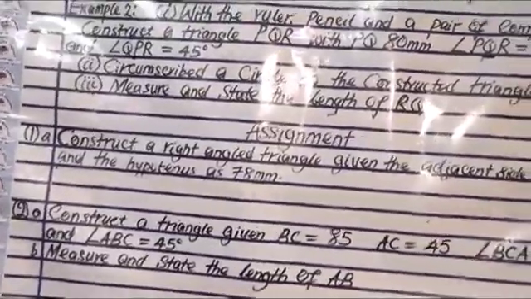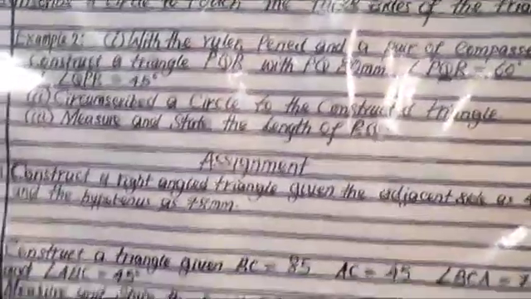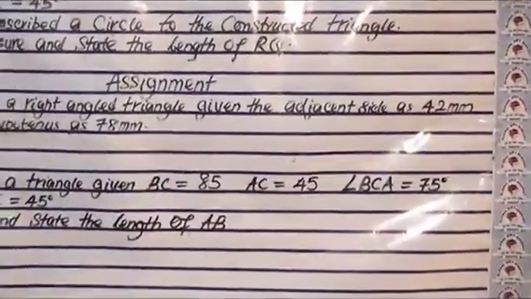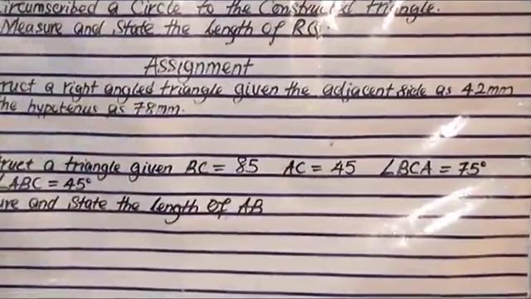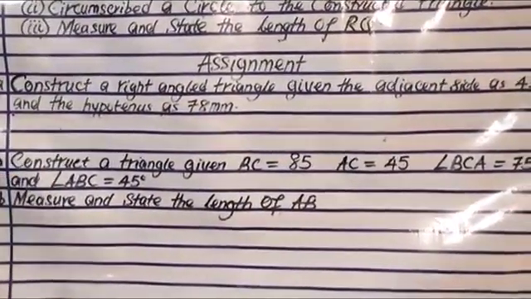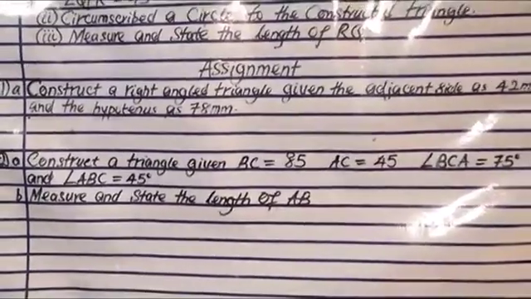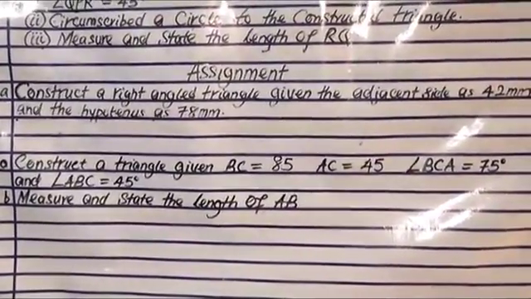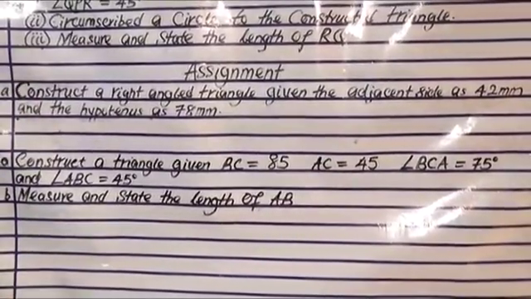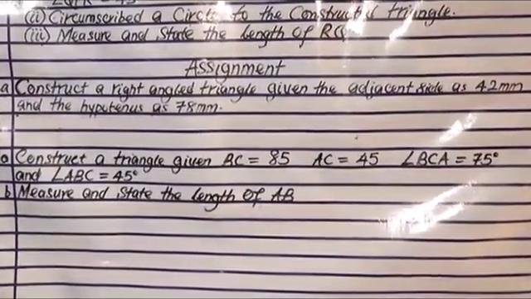You're asked to construct a triangle given BC 85 millimeters. All right, you have the AC 45 millimeters, and you have angle BCA as 75 degrees, and also angle ABC as 45 degrees. Now, when you're done with that, you're going to measure and state the length of line what? AB. Alright, so that is all for today.